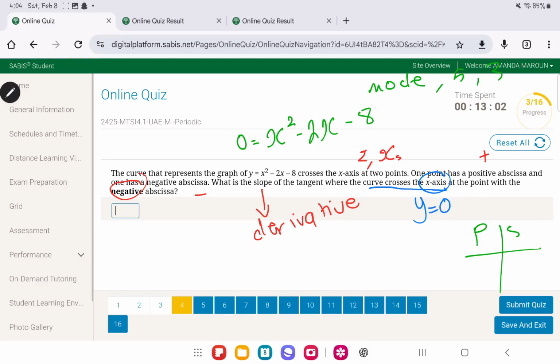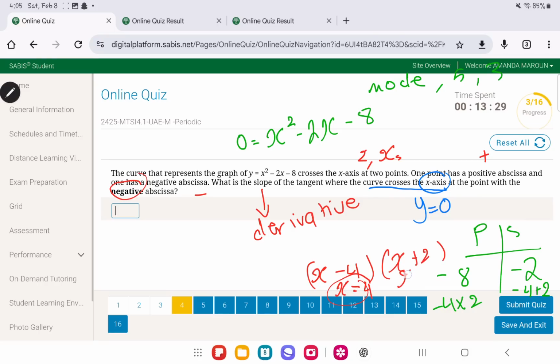Okay, so what gives you a product of -8 and a sum of -2? It is definitely -4 times 2 and -4 plus 2. So this is then x minus 4. Please pay attention. Do not put the answers as -4 and 2. It's actually x minus 4 times x plus 2. So x is equal to +4 and x is equal to -2. So the positive is going to be +4 and the negative is going to be -2.